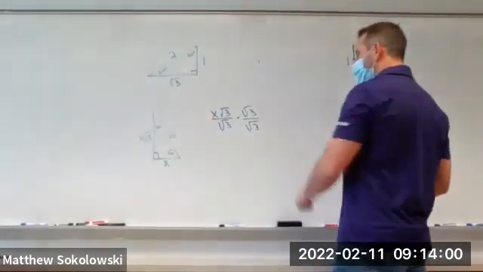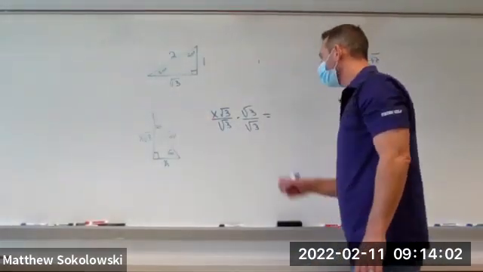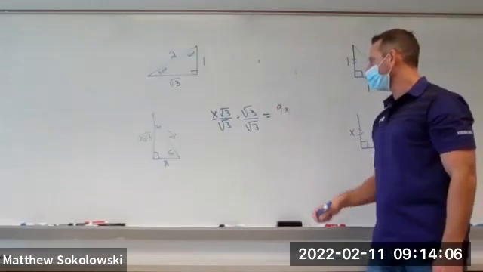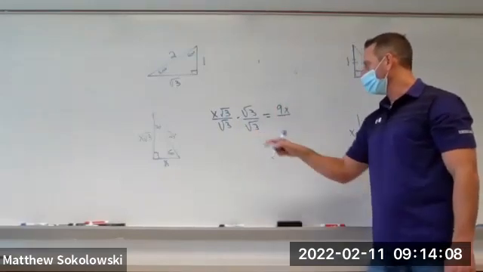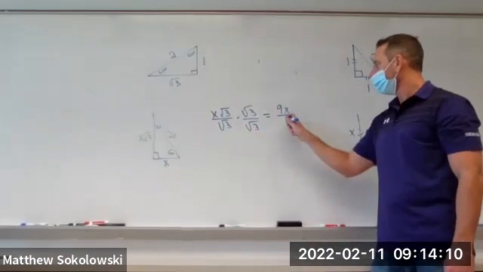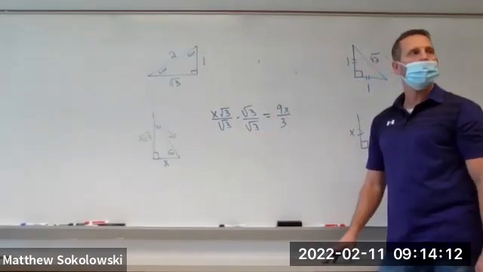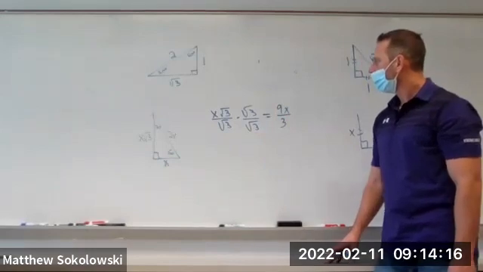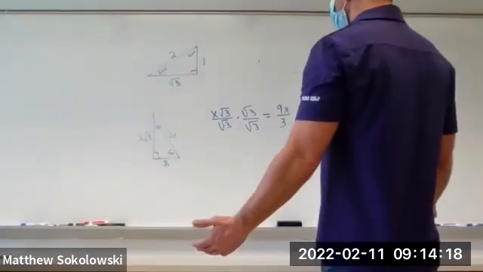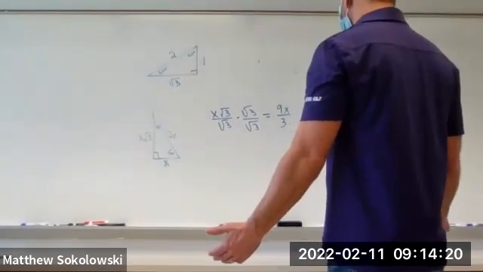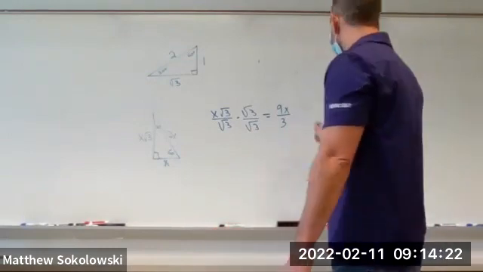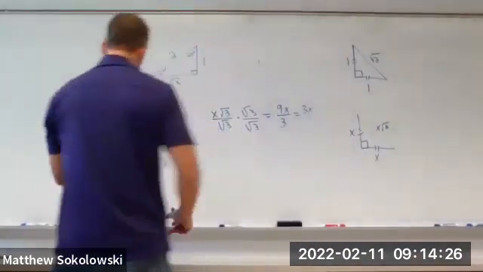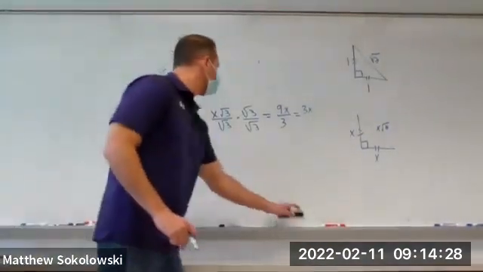X rad 3 times x rad 3 is 9x. Rad 3 times rad 3 is 3. What happened to my rad 3? It's not working. That just says 3x. I messed up somewhere.